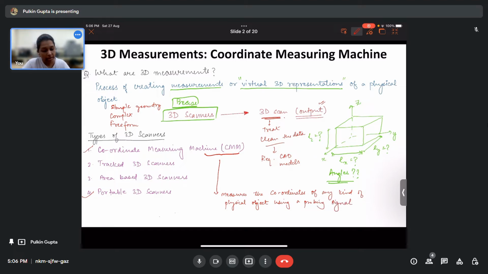Okay. Then we have portable 3D scanners. These are usually handheld. Okay. And they can be taken from one place to another very conveniently, and they can be used to scan any object by rotating the scanners around that object. So if you want to scan this pencil and have an idea of the geometry, you can just have your scanner and rotate it around it and have the exact CAD geometry as this pencil has. So that is what 3D scanners are used for.